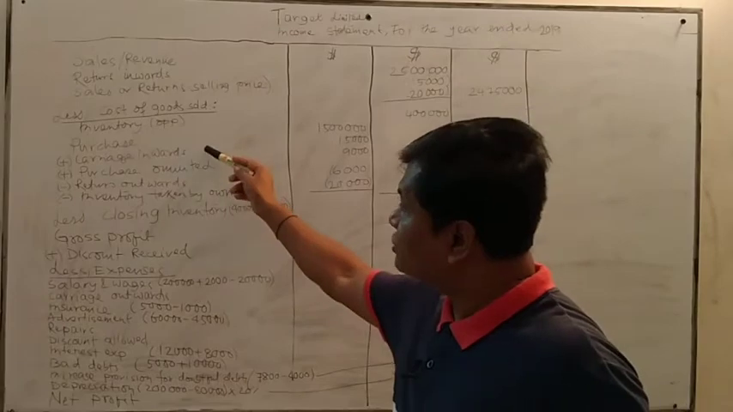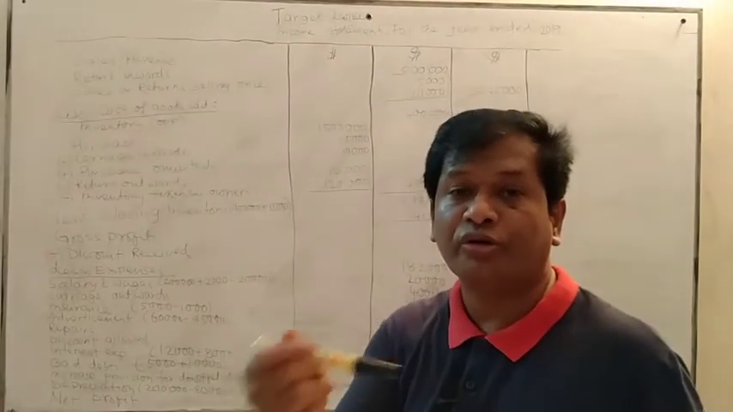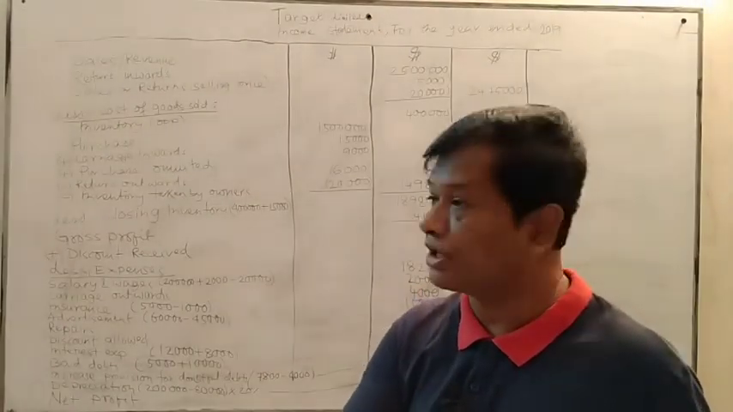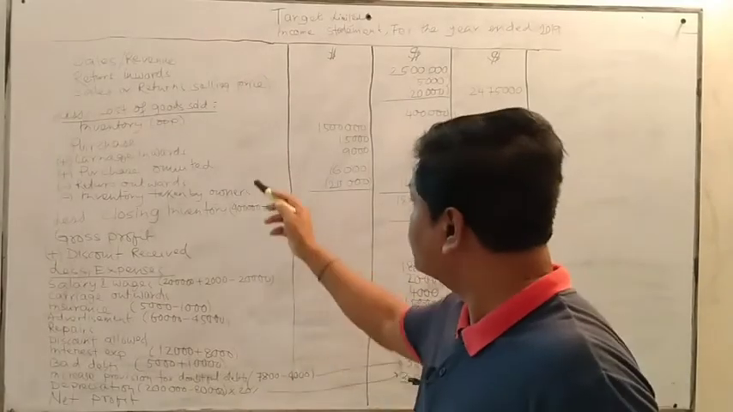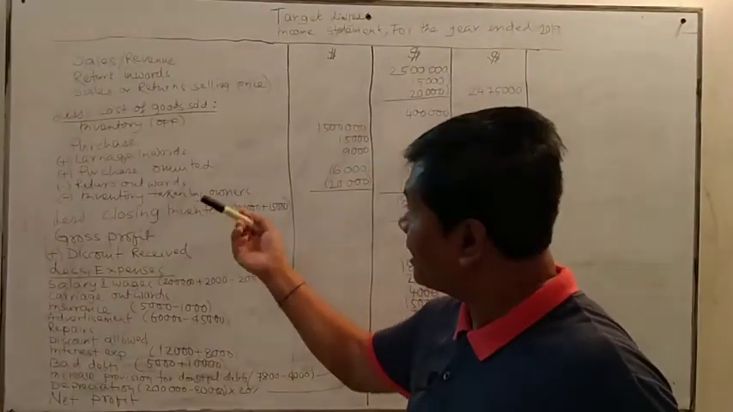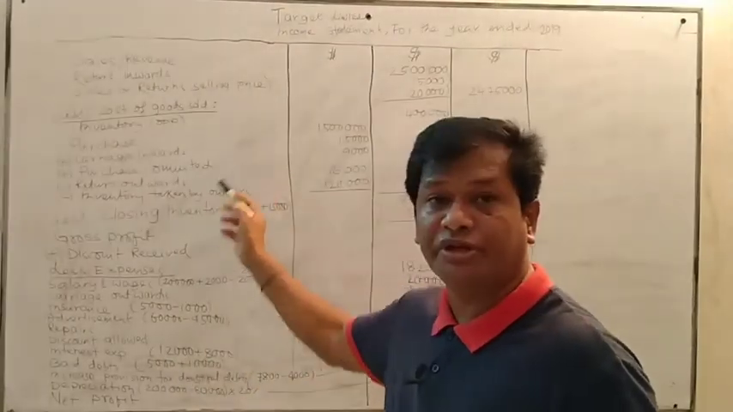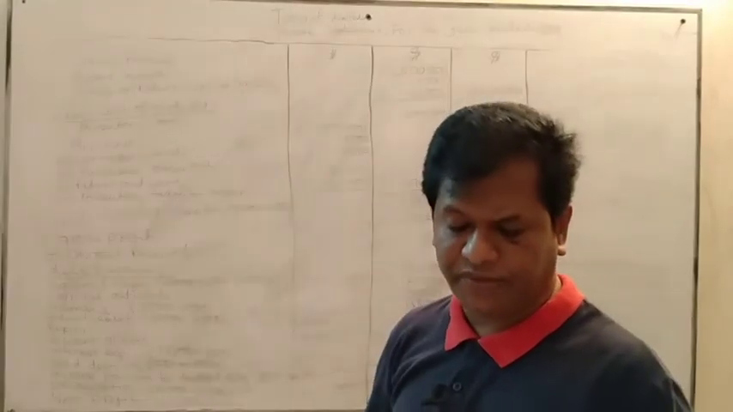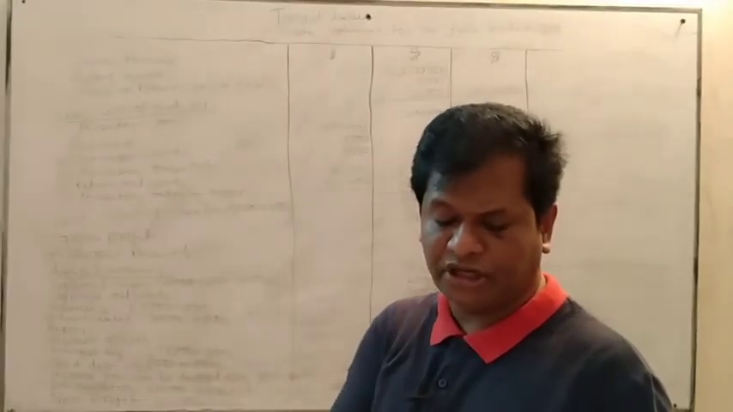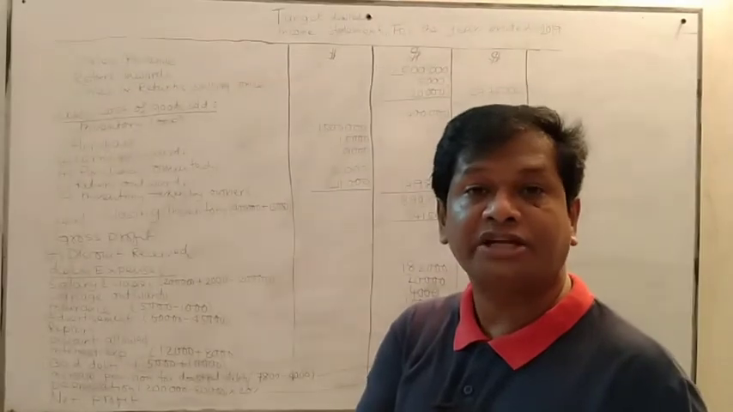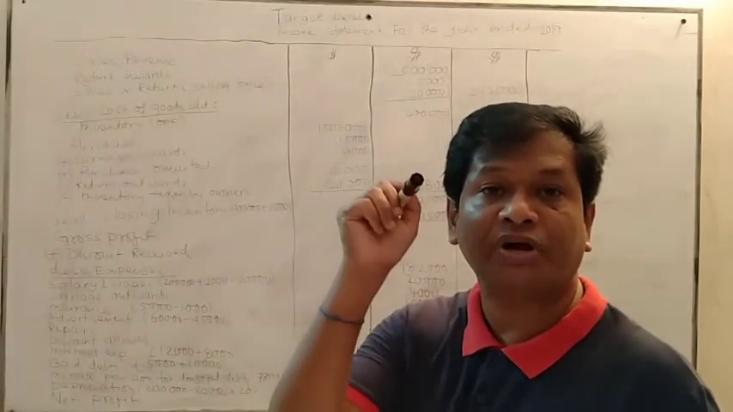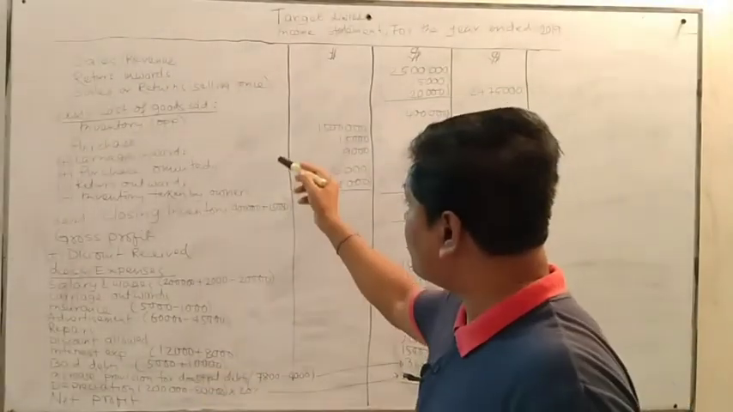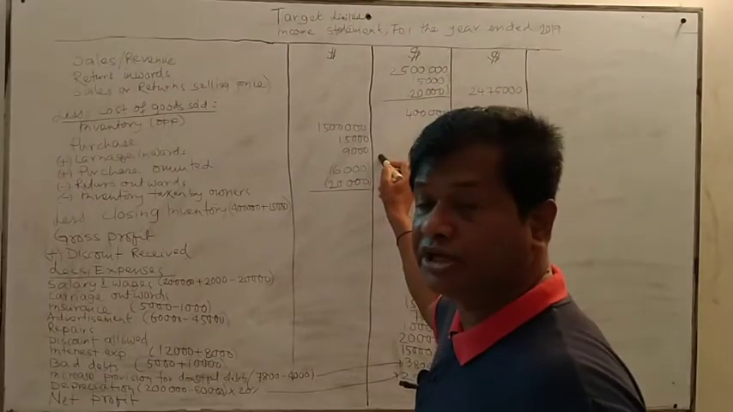Now carriage inwards, you also have to find the amount of carriage inward. The carriage inward is given in the tables. That is 15,000. And again you have to add purchase omitted, some of the items given in adjustment number 7, purchase omitted. So this figure also be added up with the purchase amount.